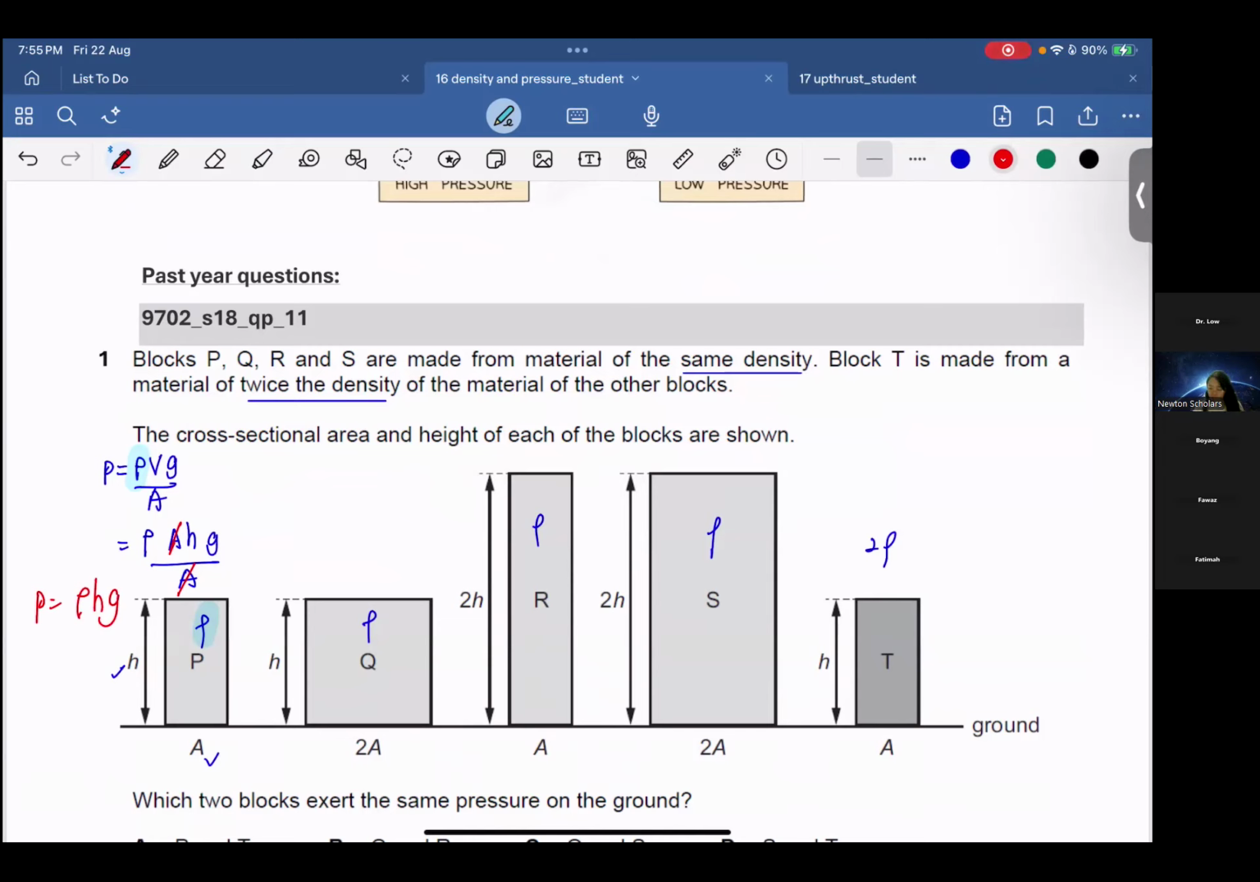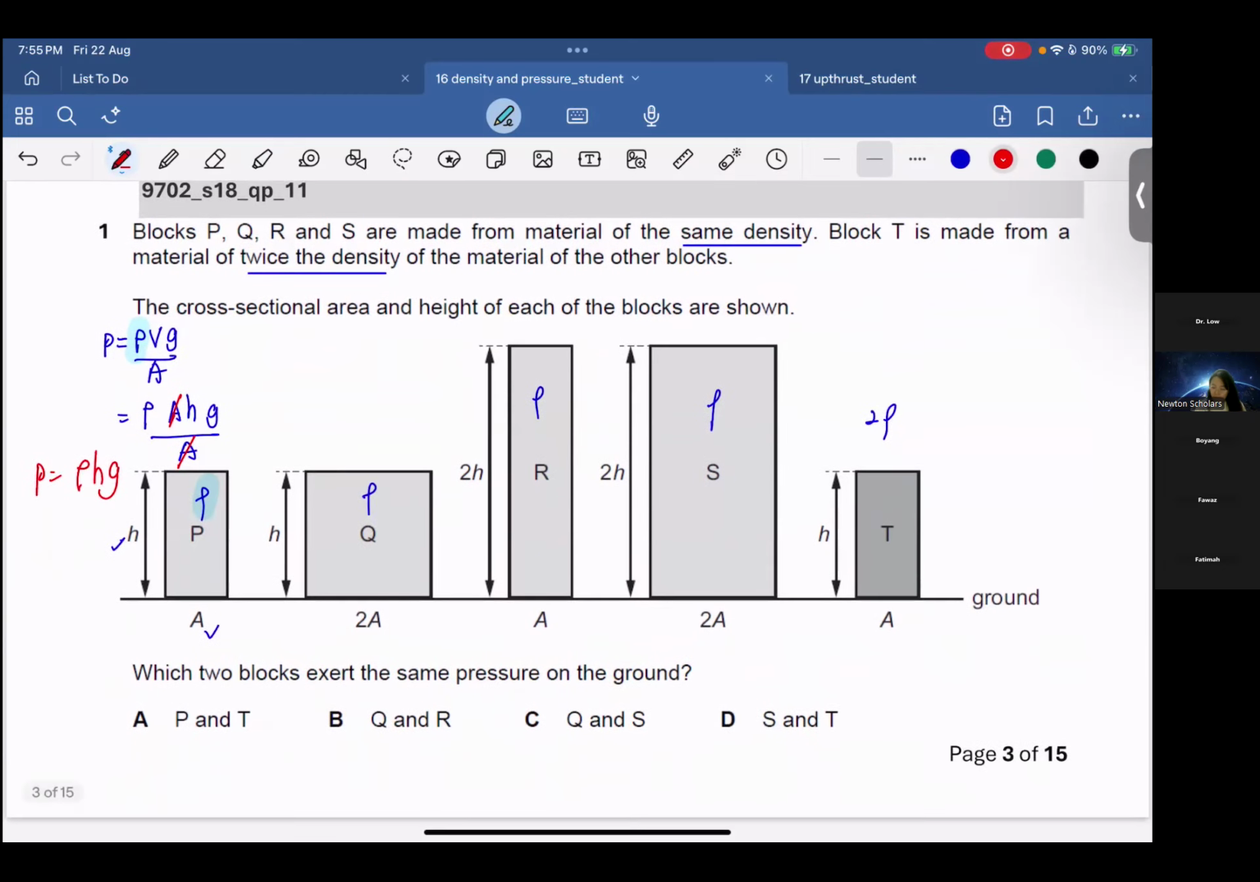You use the same way, do some substitution, and continue with Q, R, S, T. Then at the end, you compare A, B, C, D. Which one is the correct answer, having the same pressure on the ground? Now, try. ρVg over A. You guys try. I'm going to the toilet for a short while.